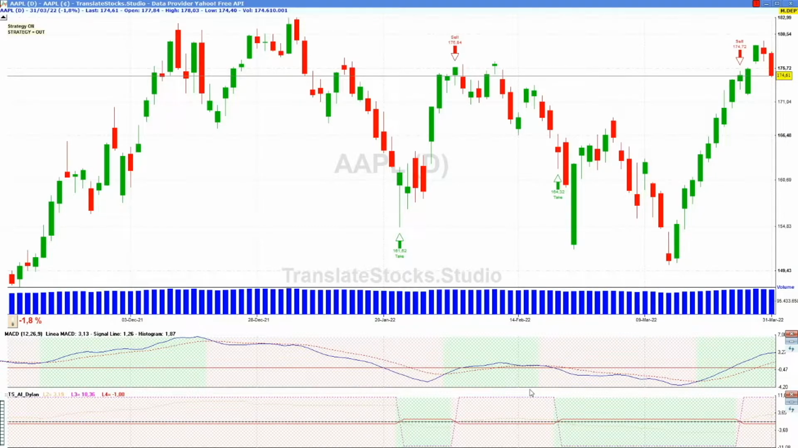And in order for us to compare this indicator with an algorithm of artificial intelligence, we have placed Dylan from Translate Stocks here underneath the MACD. Each of the 90 algorithms in our backtest lab has a different name, and Dylan is one of them. And Dylan is going to show us when is the best moment to buy a stock after there is a drop in the price. So let's compare these two.